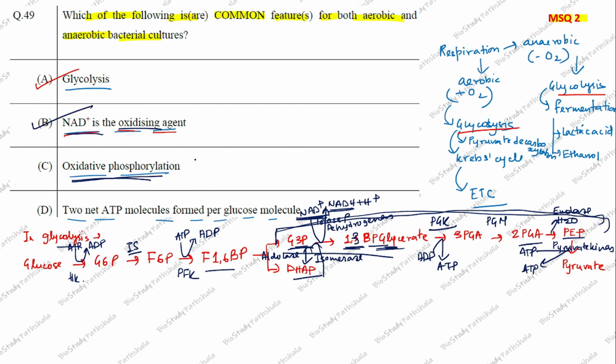Oxidative phosphorylation is only observed in aerobic respiration. 2 net ATP molecules are observed only in anaerobic respiration. So option C and option D are not common between these two. So option A and B will be the right answer.